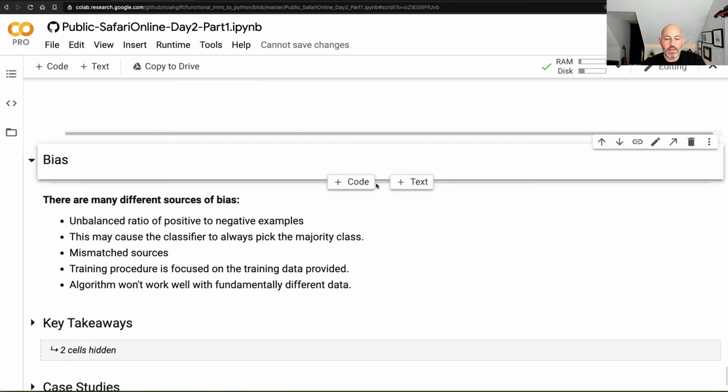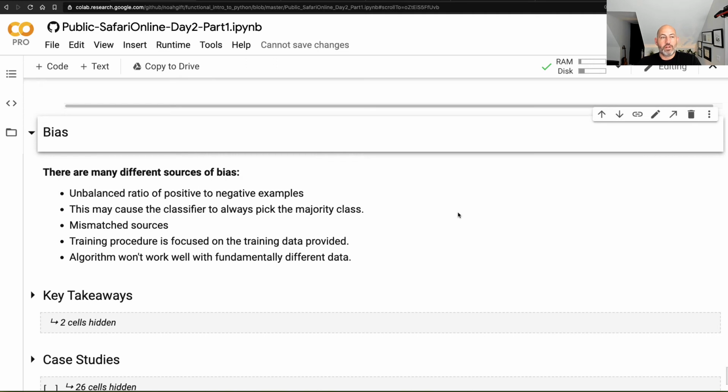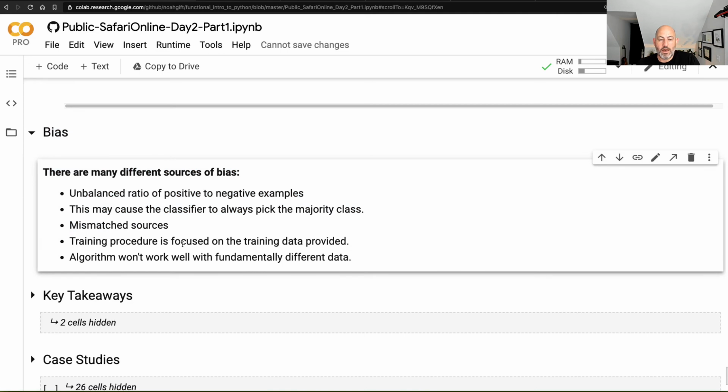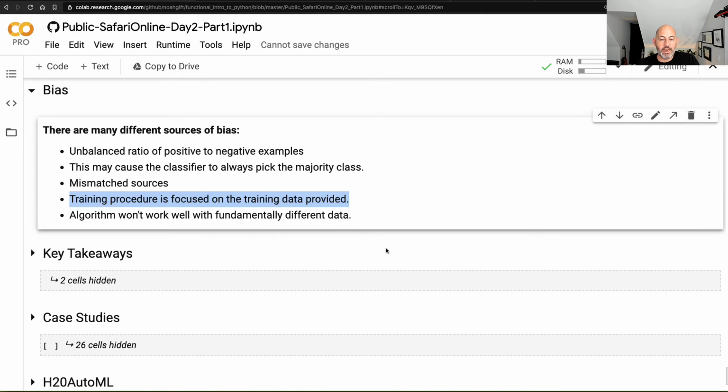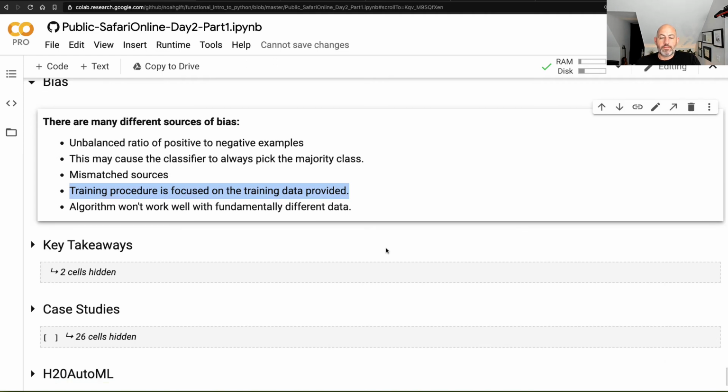Another thing to consider when you're building out your explorations is this concept of bias. So, do you have too many positive or too many negative examples? The classifier could always pick the majority class. Do you have mismatched sources? Is the training procedure focused on enough data? What about algorithms that won't work well with the data? So there are a lot of things to consider outside of just doing the modeling.